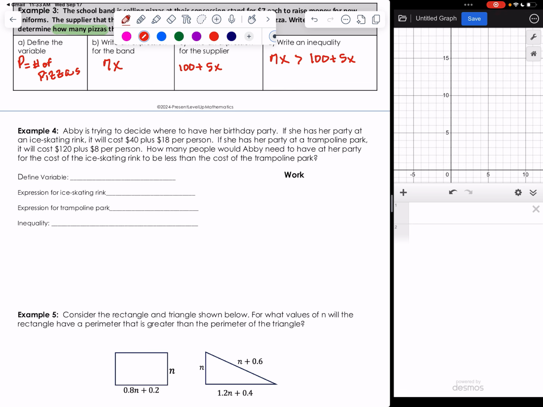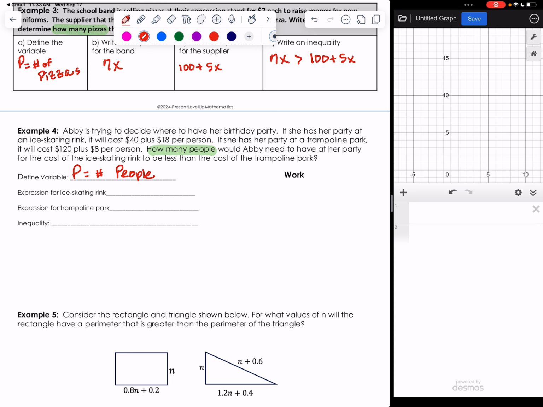All right, so we're going to start off by defining our variable. So in this problem, we do not know the number of people. So that's your variable. So I'm going to let P equal number of people.